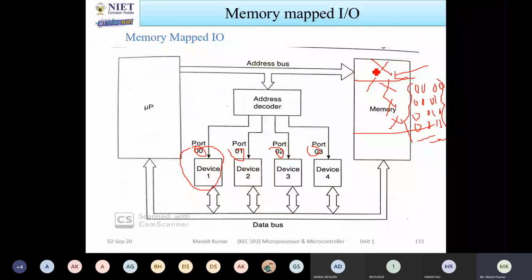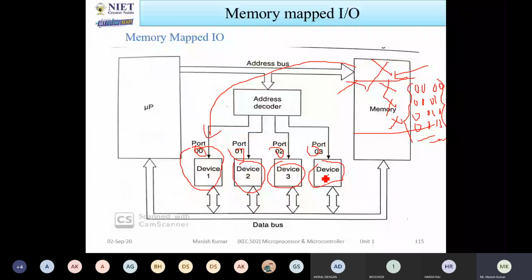Okay? So what is the benefit of that? If you are sacrificing this memory, then what is the benefit? This memory will be used from here. If you want 00 as the location, then you can use this memory. If you want to use this one, then device 2 will be used. If it is 02, device 3 will be used. If it is 03, device 4 will be used.